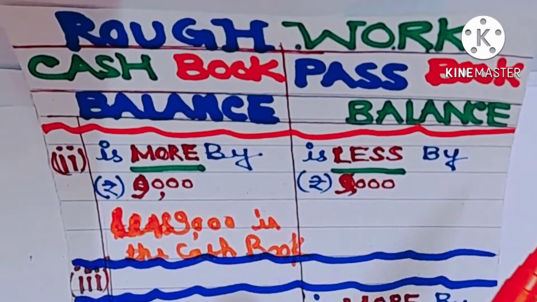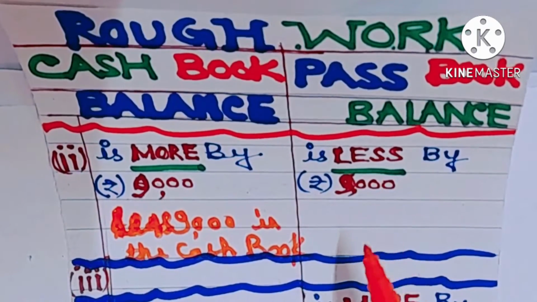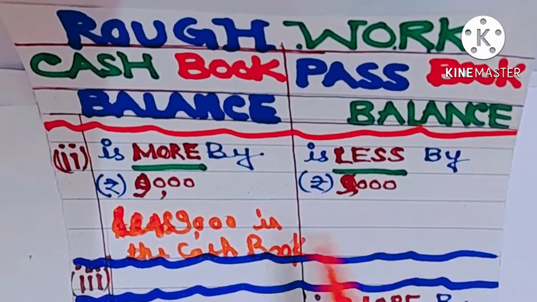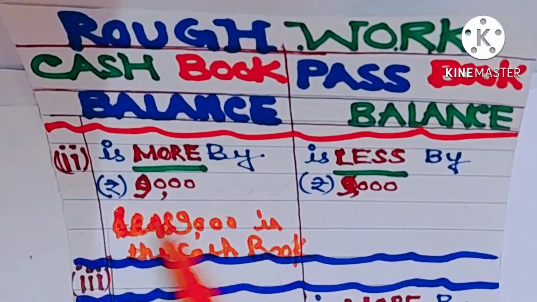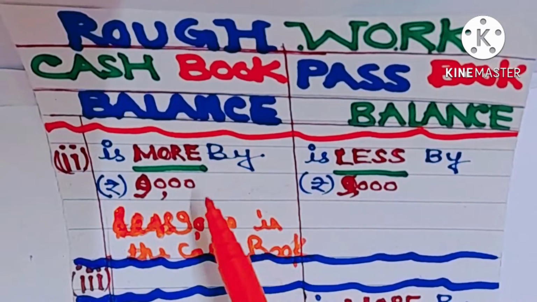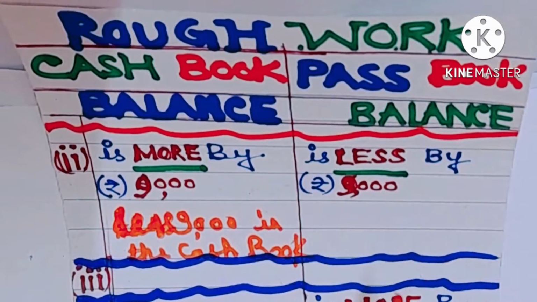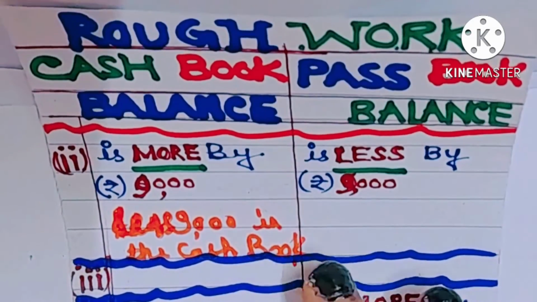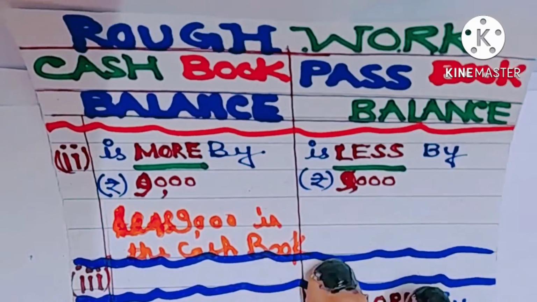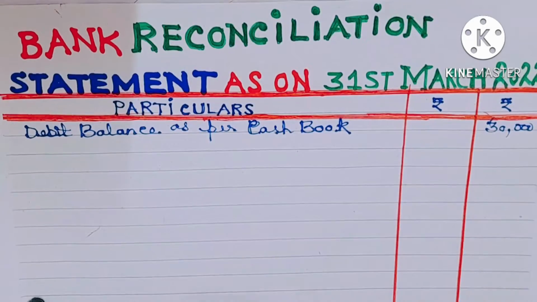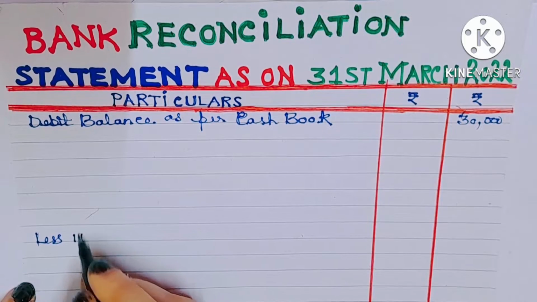Since the passbook balance is less by rupees 9,000, if we deduct rupees 9,000 in the cash book, then the cash book balance will be equal to the passbook balance. Understood? So let's deduct 9,000 in the cash book. Okay? Let's go to number 2.